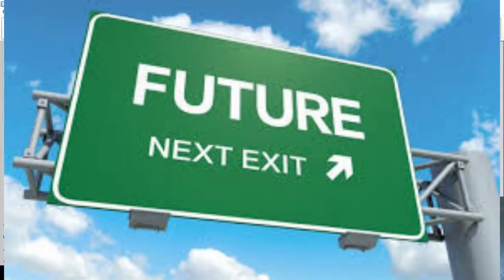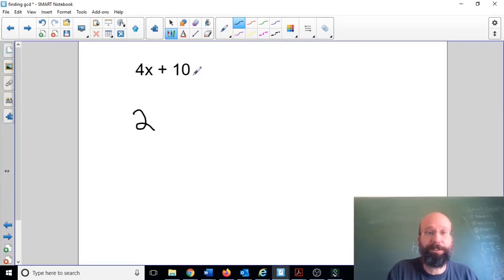In the future, we're going to have to look to see if they have the same variable. These two don't. So the only thing we can take out is the 2. So now you take each of these terms and divide it by 2. So 4x divided by 2 is 2x. 10 divided by 2 is 5. All right, to get this, we divided this, and then we divided this.